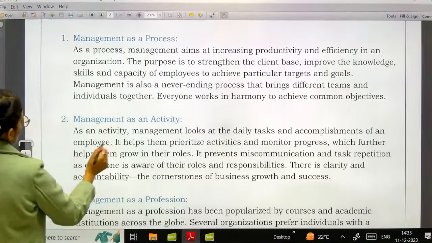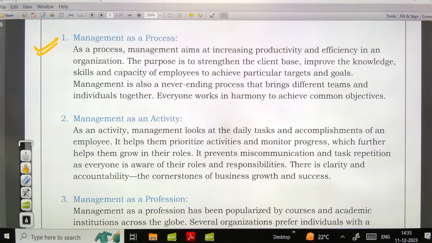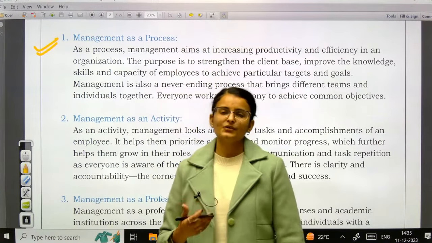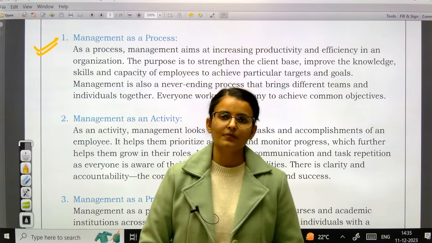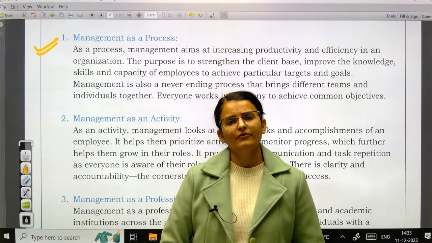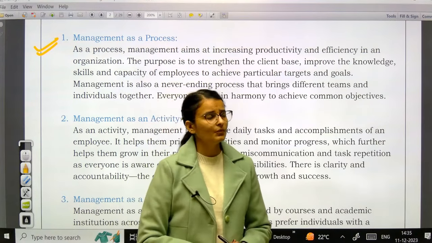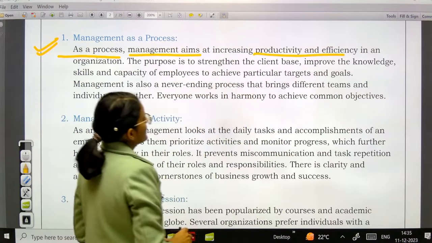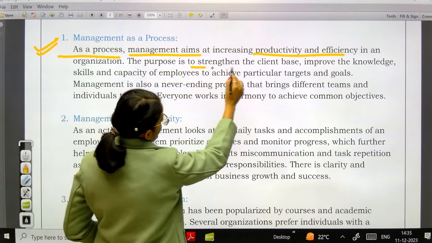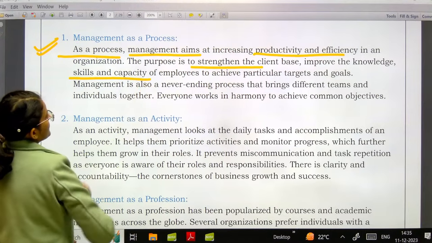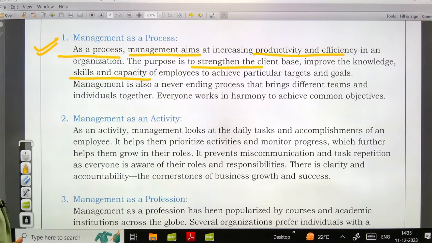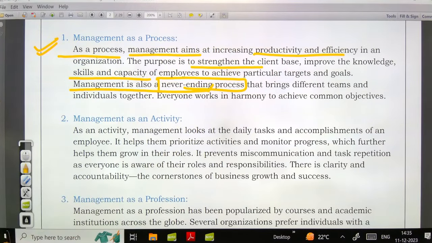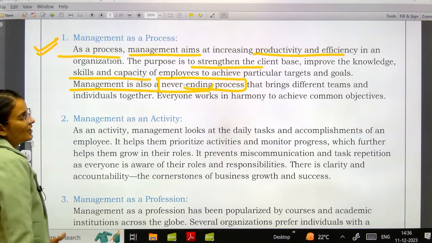Now, what is the scope of management? First, management is a process. These are basically the components of management. Management is a process, meaning management is a continuous process. There is no end and start of management. Management will be continually followed throughout the organization in various departments and through various managers. So as a process, management aims at increasing productivity and efficiency in an organization. The purpose is to strengthen the client base and improve the knowledge, skills and capacity of employees to achieve particular targets and goals. Management is also an never-ending process that brings different teams and individuals together. Everyone works in harmony to achieve a common objective.